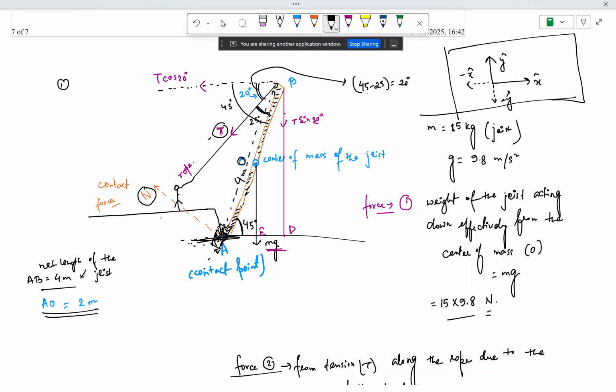N is your contact force, and because it is at some angle with the x and y axes, it will always have some horizontal and vertical components as well. We consider that there is a vertical component, which we call N1.